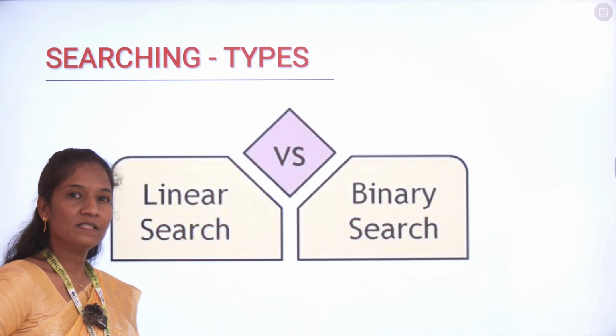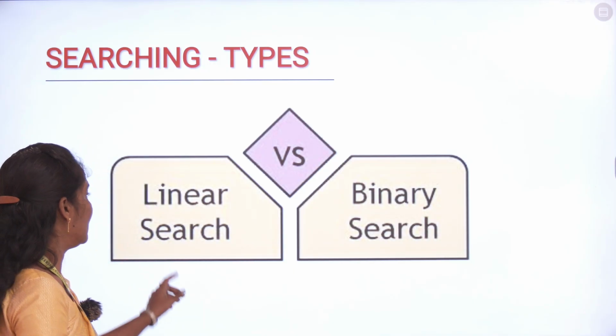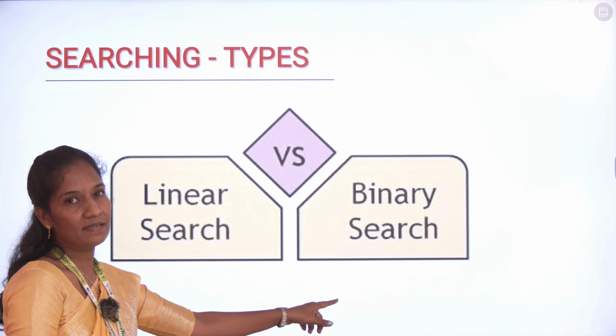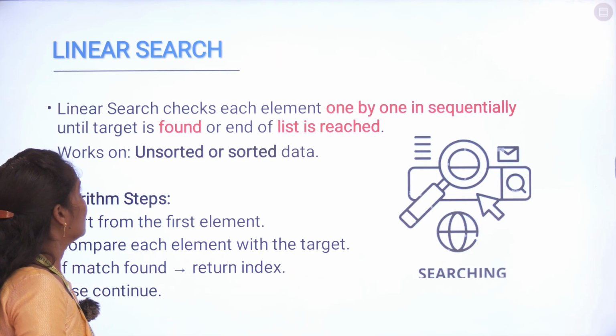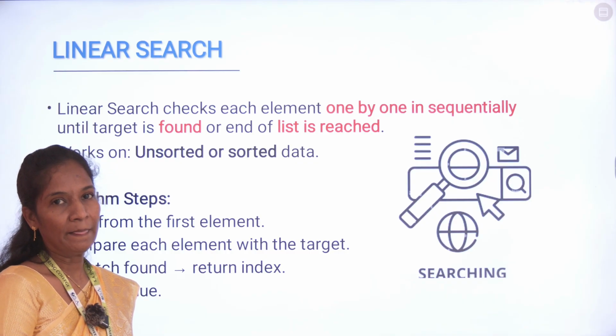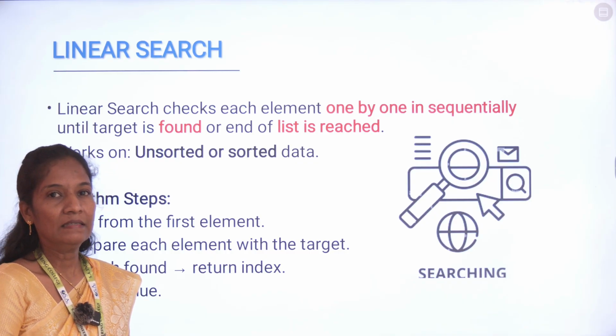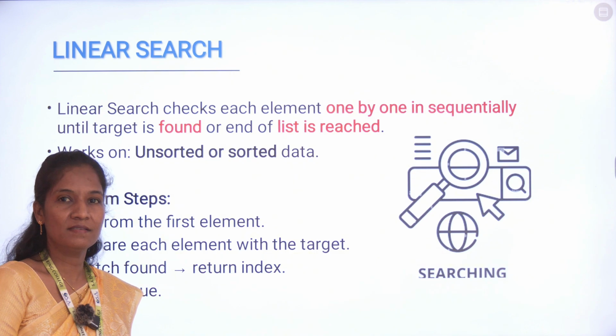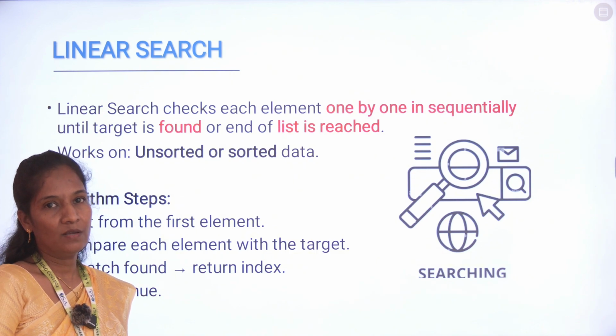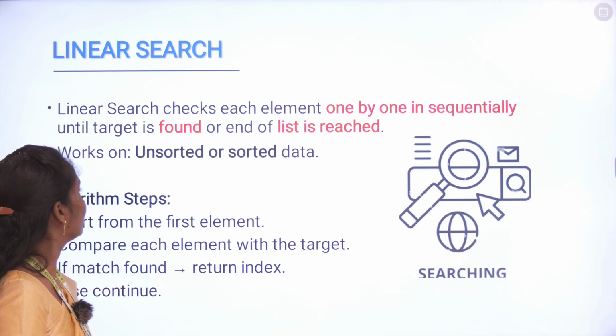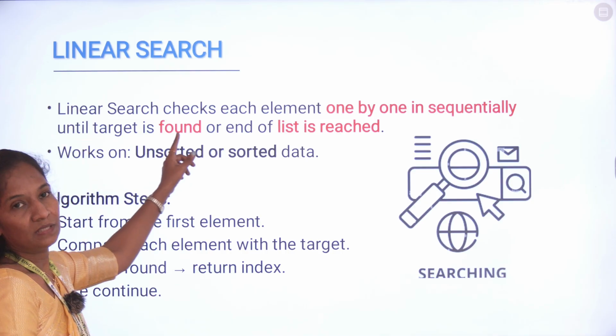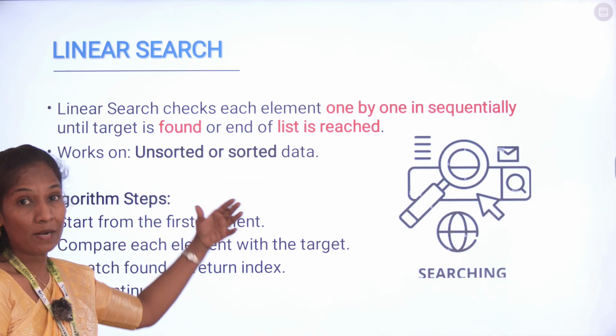There are two types of searching process. The first one is linear search and the second one is binary search. We'll see what linear search is. Linear search is nothing but a searching process which does searching in a sequential manner. We'll see how it works. Linear search checks each element one by one.